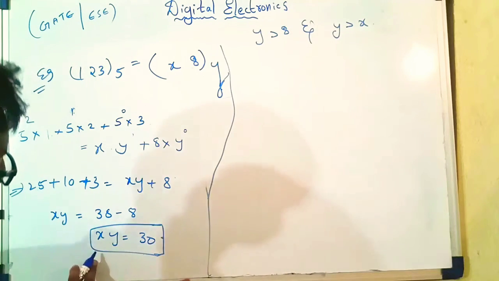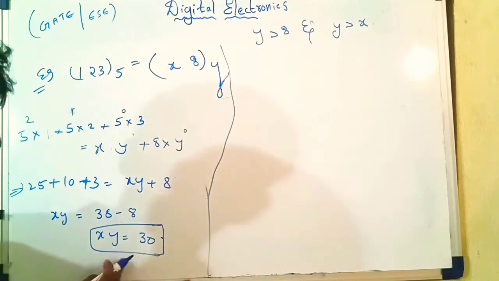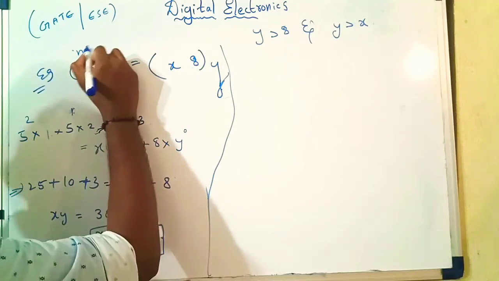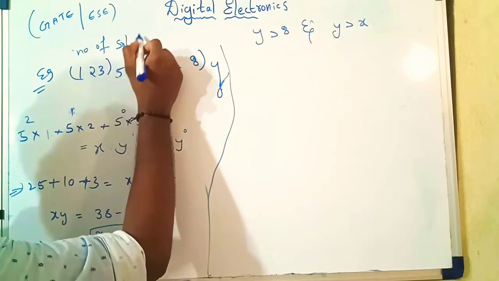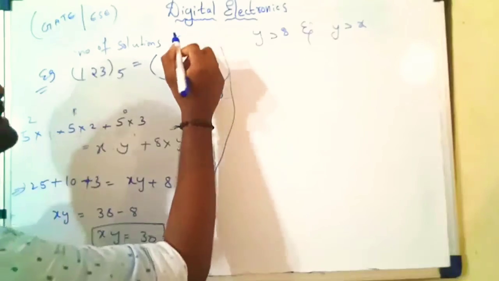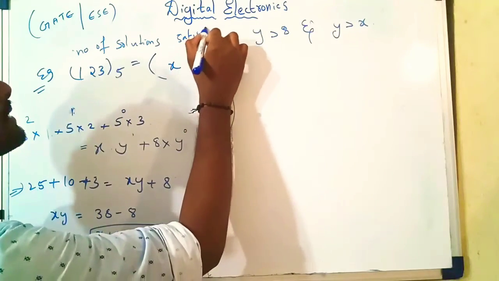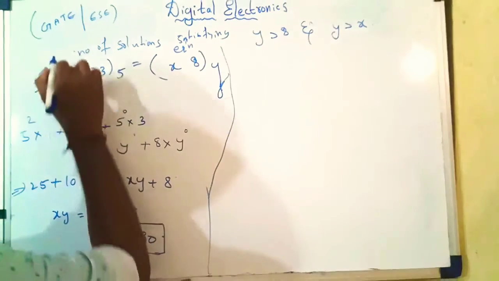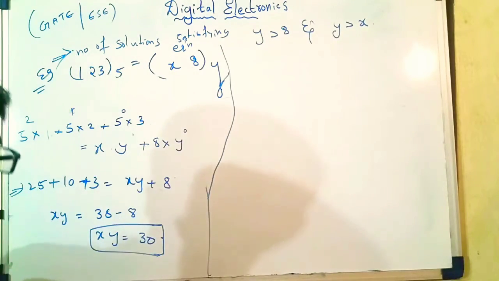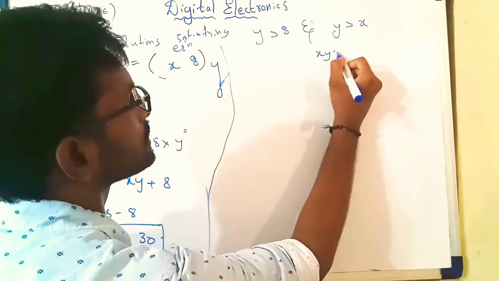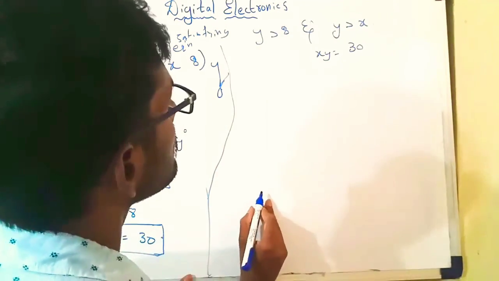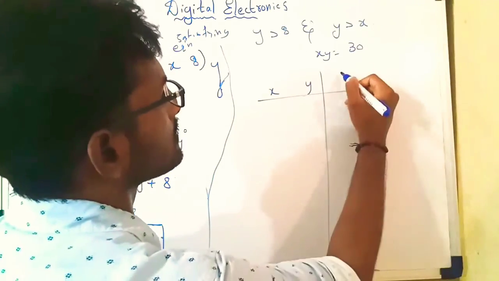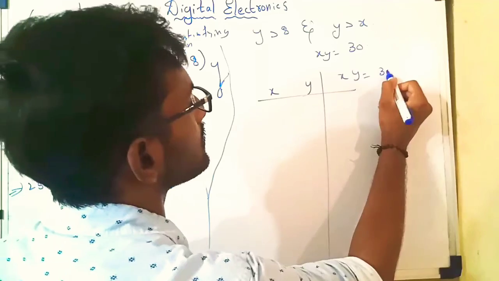Here we need to find the values of x and y for which the product xy is 30. We need to find the number of solutions satisfying the equation. So we have xy equal to 30. Take an x value and a y value, and this is xy, which is 30.